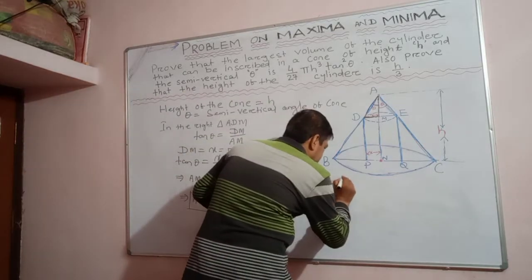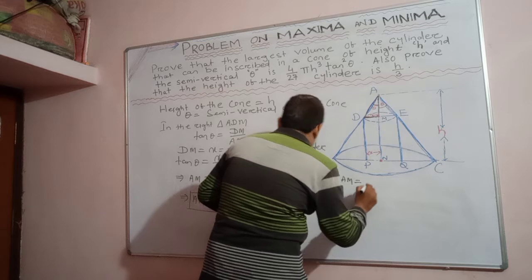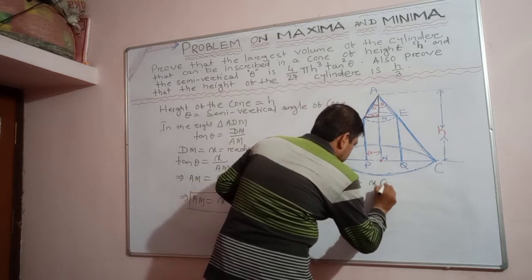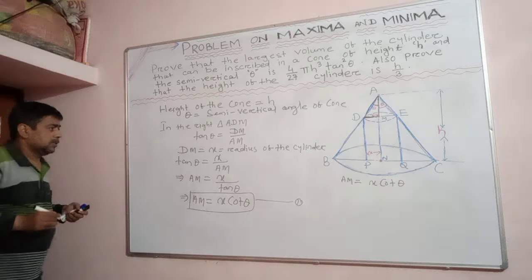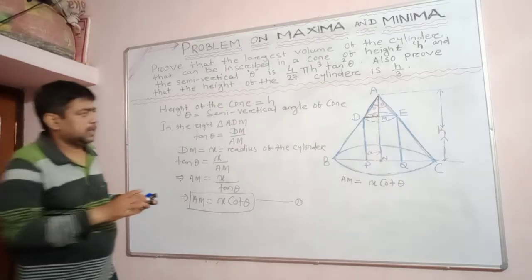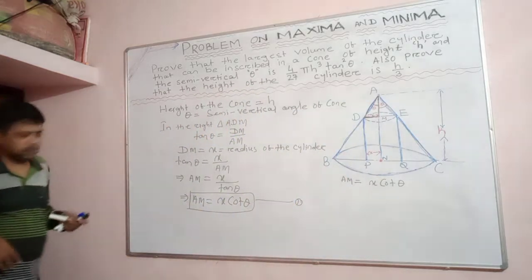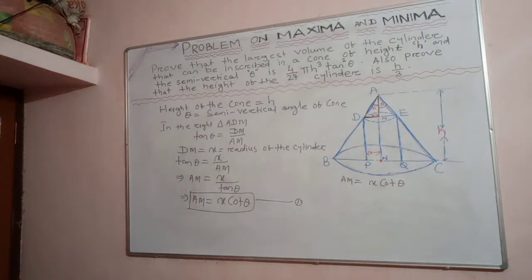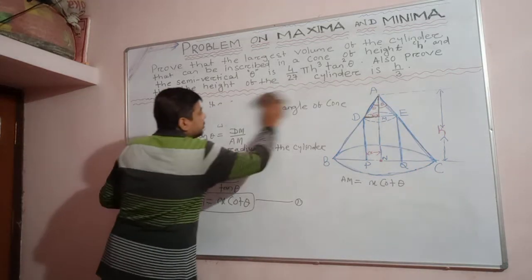So first we got the length of AM. Let us write AM is equal to x cot theta. Understand? So we got the length of AM, this part, which is x cot theta. Okay, understand? Shall I proceed? Let's see.